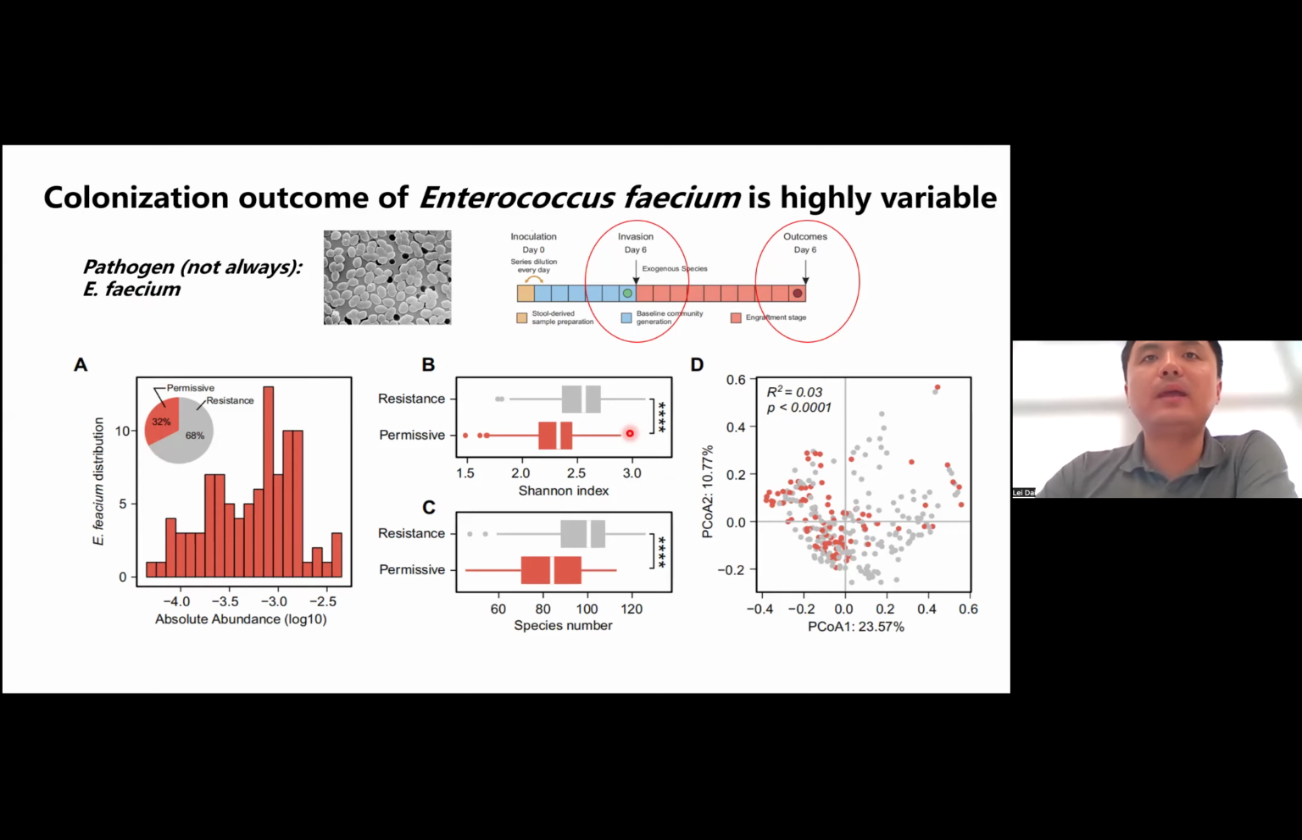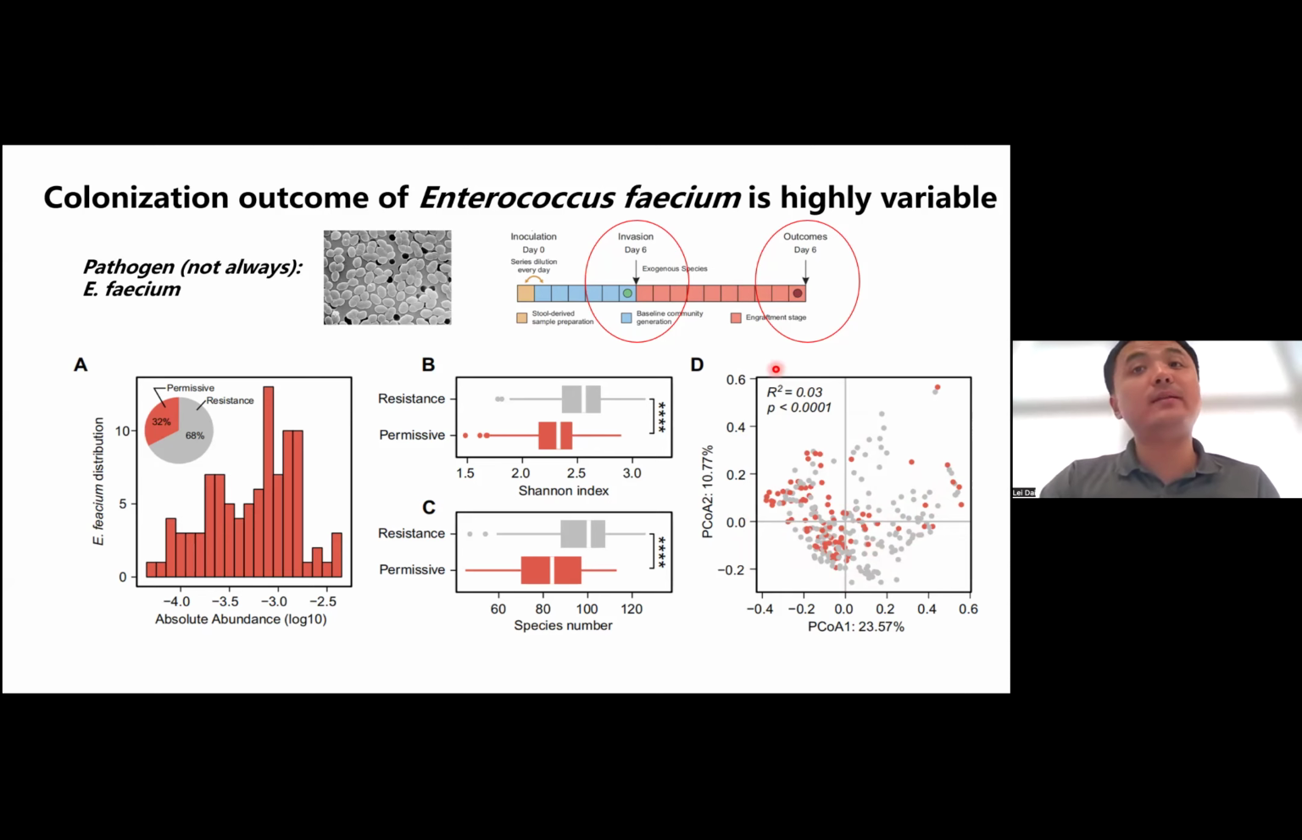And if you compare the diversity of the resistant versus permissive communities, as you might expect, the resistant communities have a higher diversity. So when you have more commensal species there, it tends to be more resistant. Okay. But if you plot the community composition, then there are definitely overlaps of the resistant versus the permissive. So it's not quite obvious if you can predict it, right?